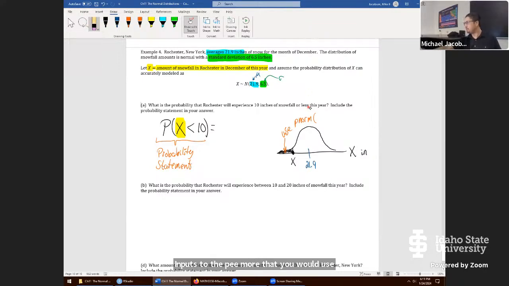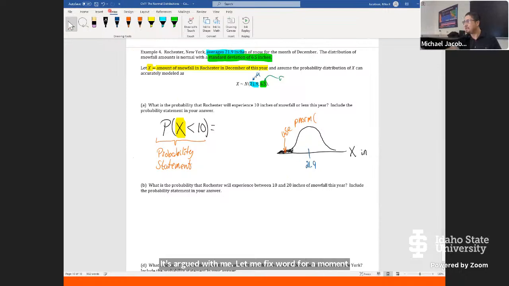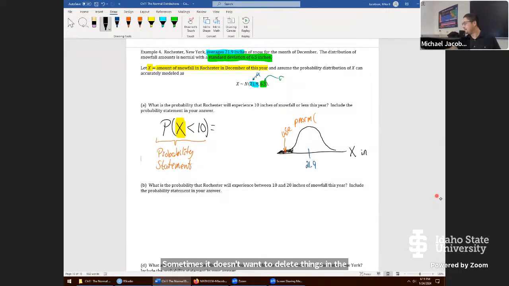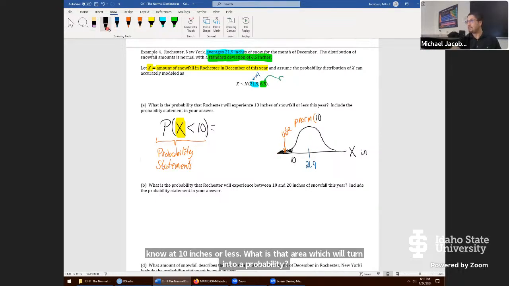Oh dear, it's arguing with me. Let me fix Word for a moment. Sometimes it doesn't want to delete things in the way you'd expect. So 10 inches is what should have went here. And we want to know at 10 inches or less, what is that area, which will turn into a probability. 10 gets inputted up here.